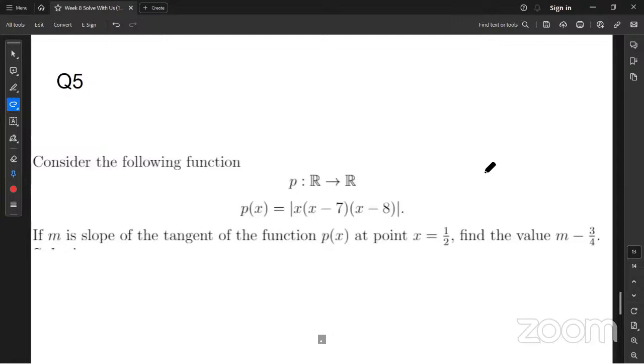Okay, question number 5. What is it saying basically? Consider the following function, which is defined like this. If m is the slope of the tangent of the function p(x) at the point x equal to 1 by 2, find the value of m minus 3 by 4. For this I am giving you 3 minutes, so at 9:46 I will ask. Please try to solve, everyone. If you need more time, you can say, because this is the last question.